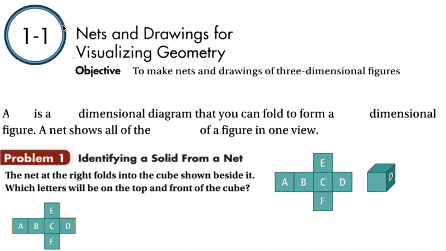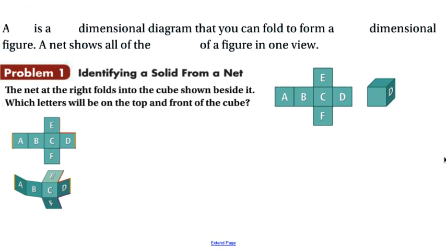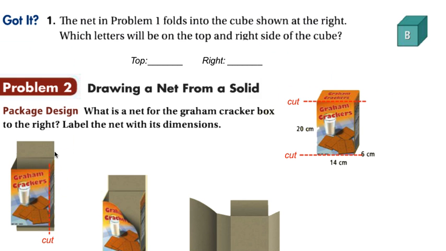So let's go back and look at that. If B is on the front this time instead of C, so this letter B would be right here in the front. What's going to be on top and what's going to be to the right? Well, we're going to fold it the same way, and so E is still going to be on top, but C will be on the right-hand side. So top is E and the right is C.